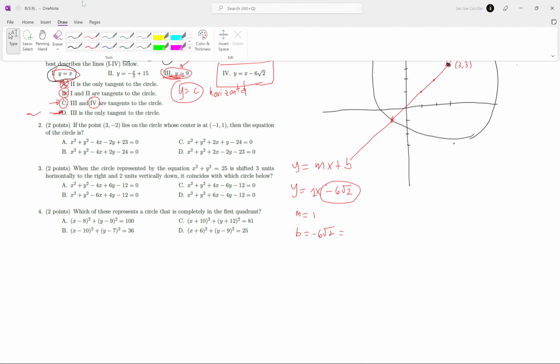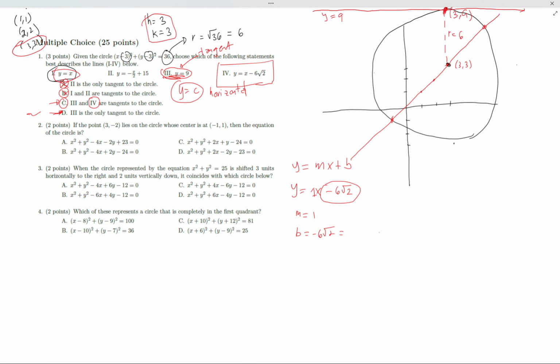Okay, so let me draw again. So this is around the value. Let me change that to a congruent sign. Oh, sorry, it's an approximate sign. This will be approximately equal to negative 8.485. Okay, let's round that value there.